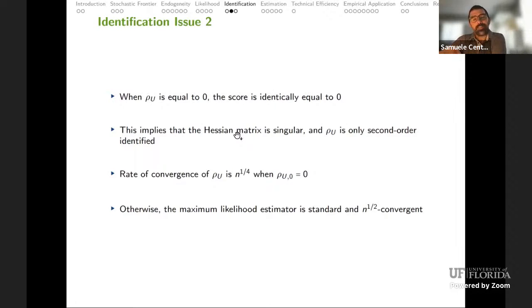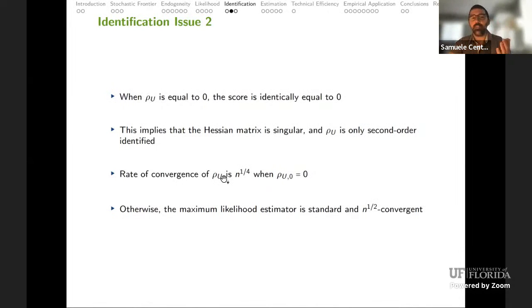The second problem is the rate of convergence. When rho u is equal to 0, because I go to higher order of identification, the rate of convergence is not going to be the standard square root n rate, but it's going to be n to the 1 over 4. So it's going to be slowed down by the order of identification.